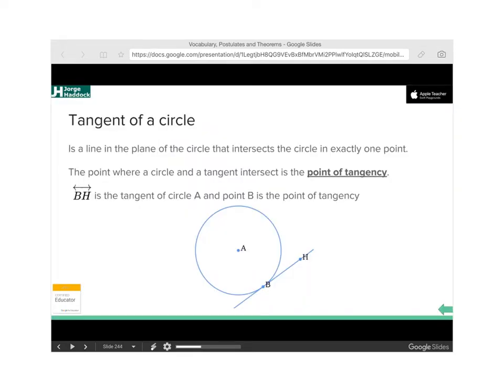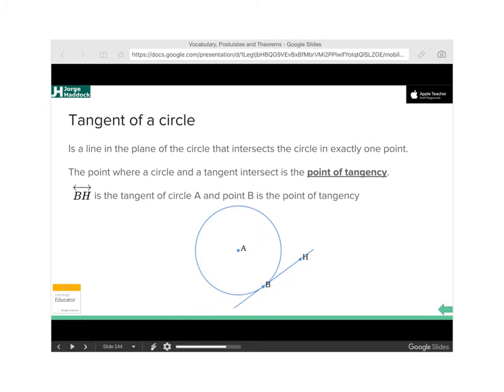Hi, so today we're going to be working with tangent lines of a circle. A tangent line is a line in the same plane that touches the circle just in one point. And that point is called the point of tangency. So in this case, line BH is tangent to circle A because it touches circle A just in one point.